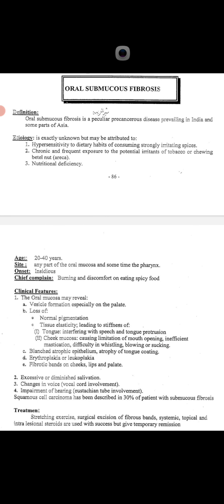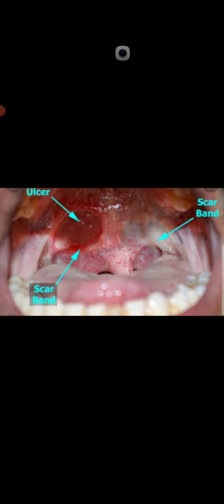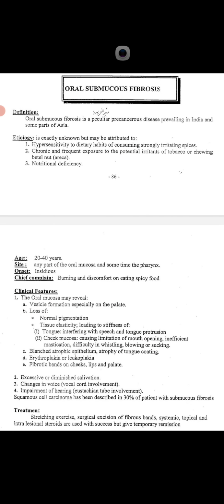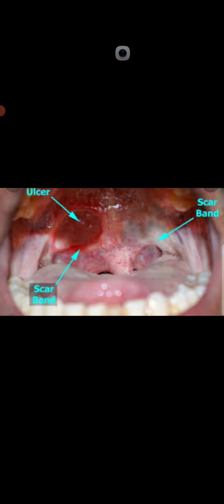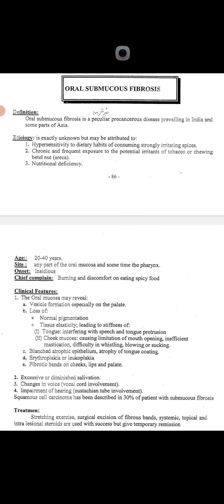Now come to the clinical features. The oral mucosa may reveal, number one, vesicle formation, especially on the palate. Next is the loss of normal pigmentation. The normal pigmentation will be lost, like here there is a yellow-red pigmentation. Tissue elasticity is lost, leading to stiffness. Due to fiber deposition, there will be stiffness of, number one, the tongue. As a result, there will be interference with speech and tongue protrusion.